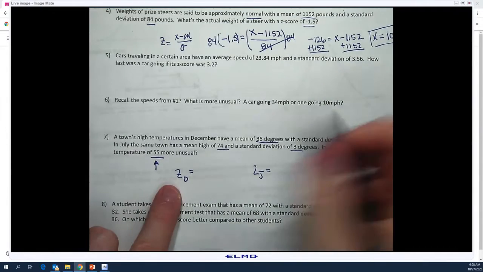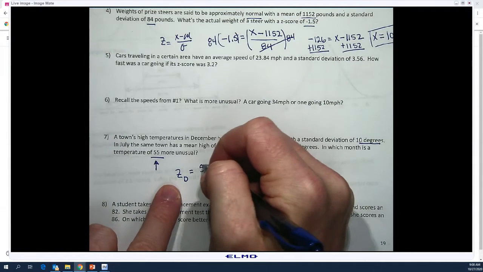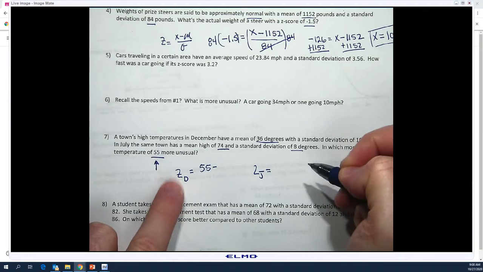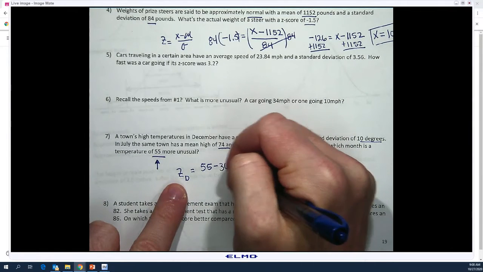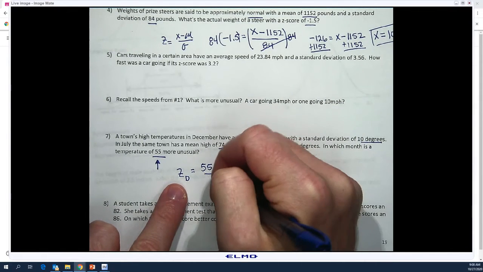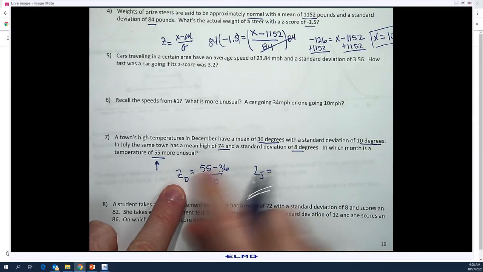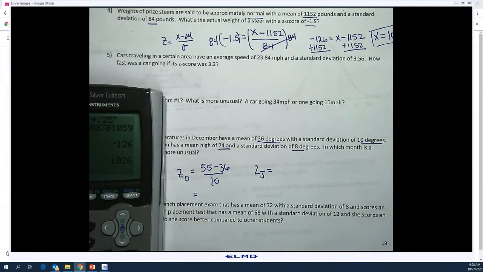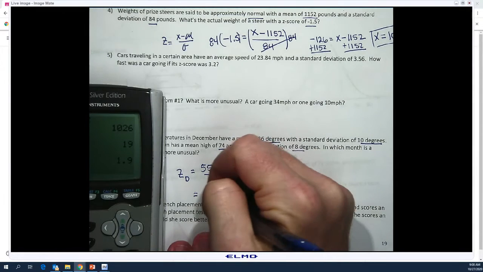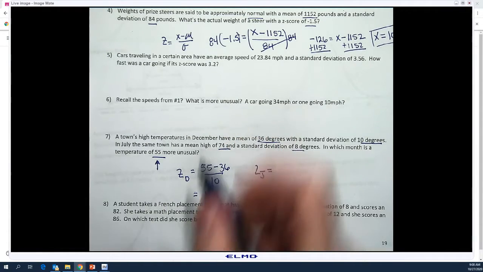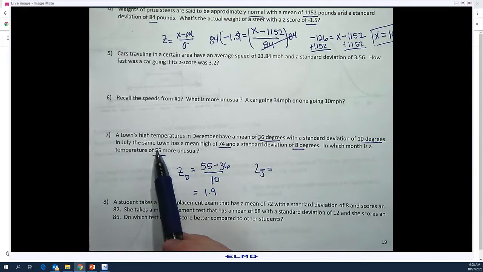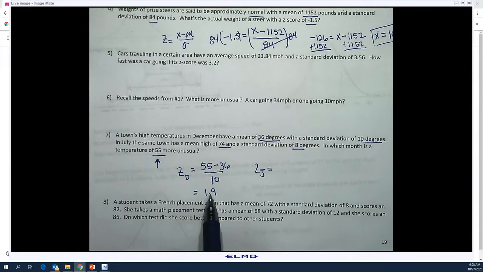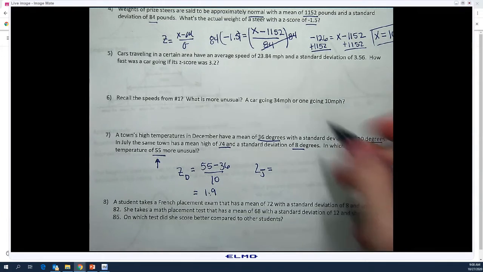So we want to know what is the z-score to get 55 degrees in December, where the average is 36 and the standard deviation is 10. So we're going to figure out what this z-score is. That's going to be 55 minus 36 divided by 10. So in December, getting a temperature of 55 degrees is nearly 2 deviations above the mean. It's 1.9. So it's 2 or so standard deviations above the average.